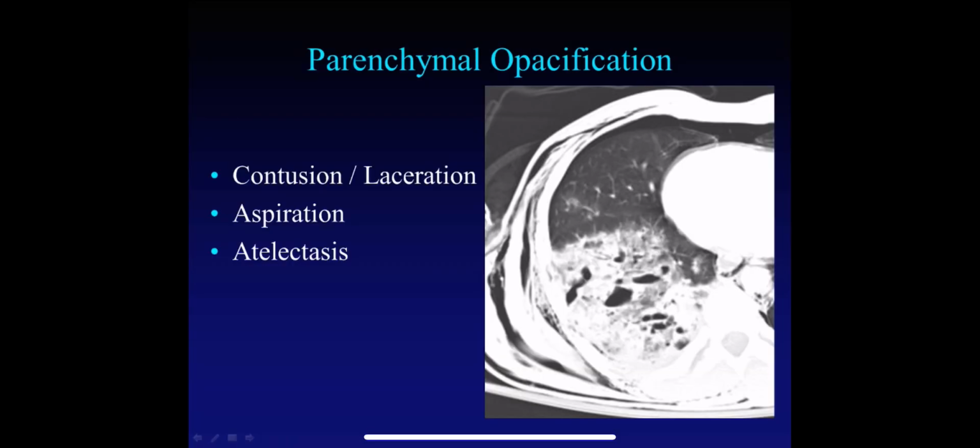So when we see pulmonary parenchymal opacification, in most cases what we're looking at is pulmonary contusion or laceration. However, keep in mind that aspiration and atelectasis are extremely common in the trauma patient. So if we see a large area of ground glass, fairly well defined with multiple cystic spaces within it, that for sure is going to be a large area of pulmonary contusion and laceration.